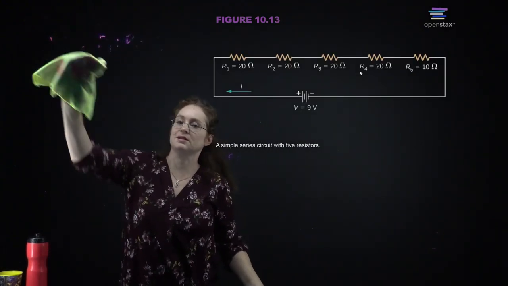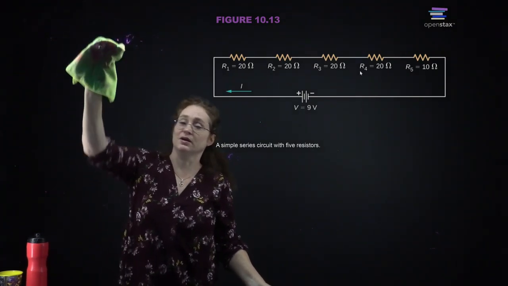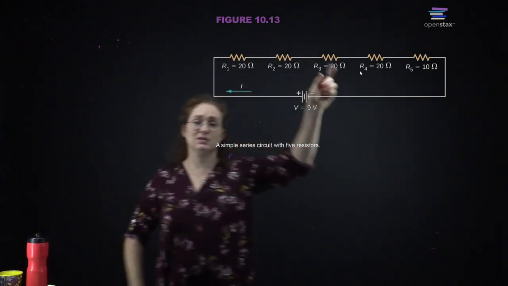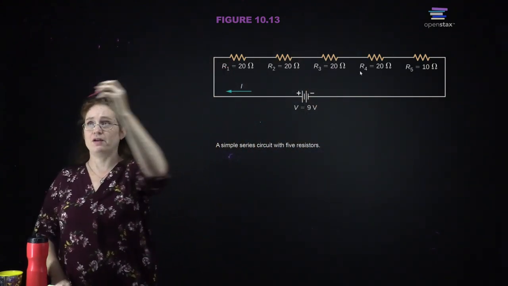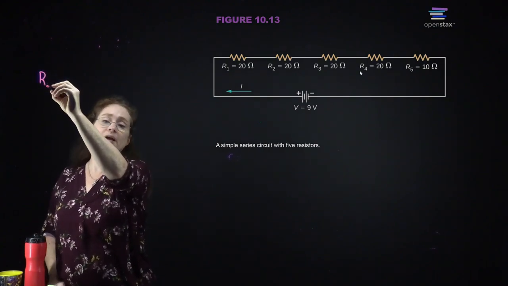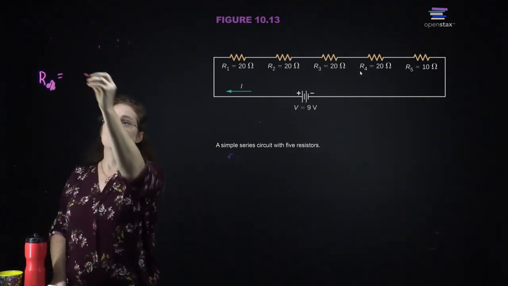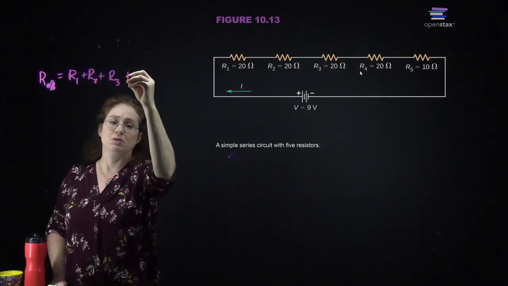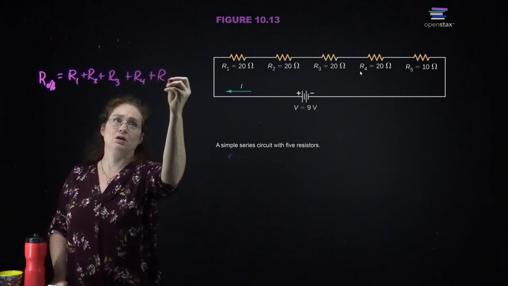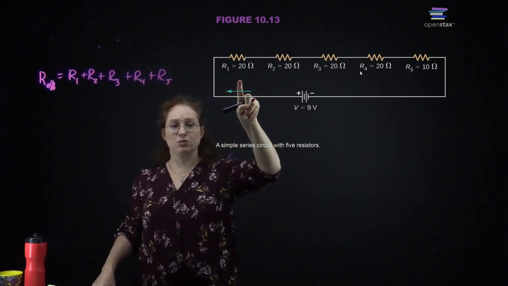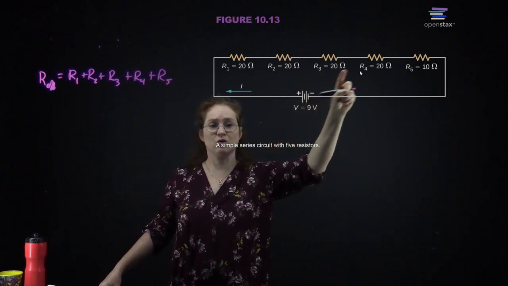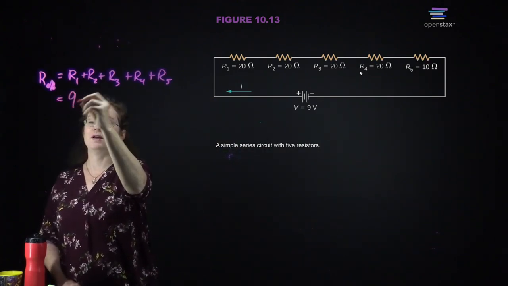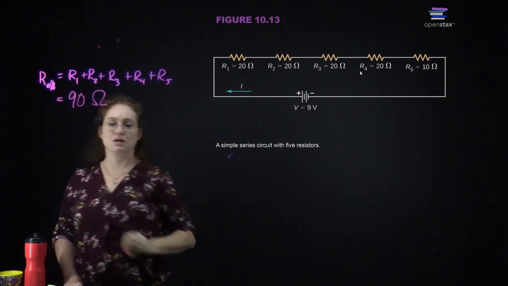All right. Now, here you can see just more elements. There's no limit to how many resistances you can add up. So here you have five resistances in series, and the effective resistance is the sum of all of them. R1 plus R2 plus R3 plus R4 plus R5. That is 20 ohms plus 20 ohms plus 20 ohms plus 20 ohms plus 10 ohms, or 90 ohms. The effective resistance for this circuit is 90 ohms.